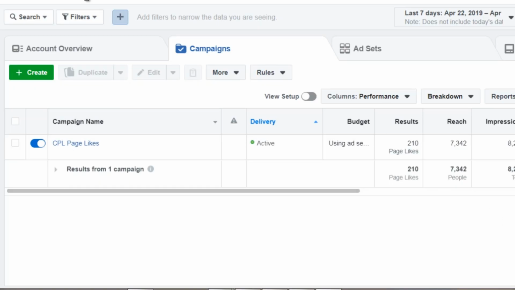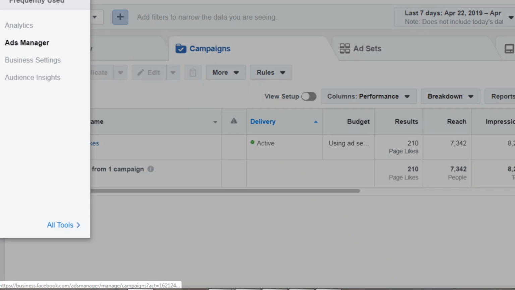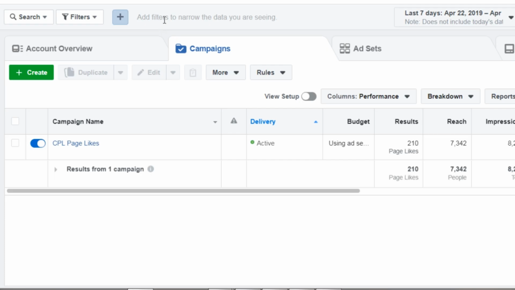Okay, so to get to Facebook Ads Manager, up at the top, click on the menu, click on Ads Manager, and you'll get this page. You'll want to click on campaigns if it doesn't go there immediately. The next thing you want to do is simply click the green Create button, like so.